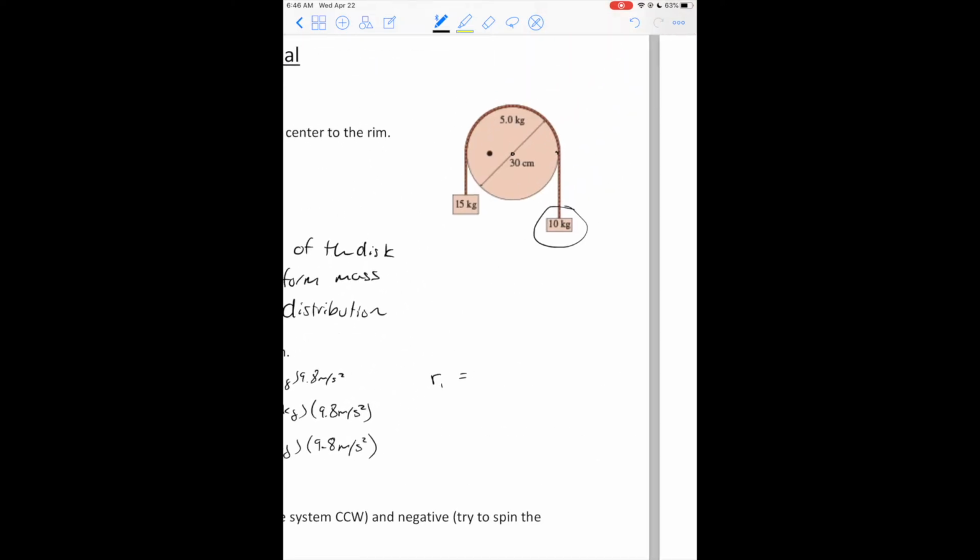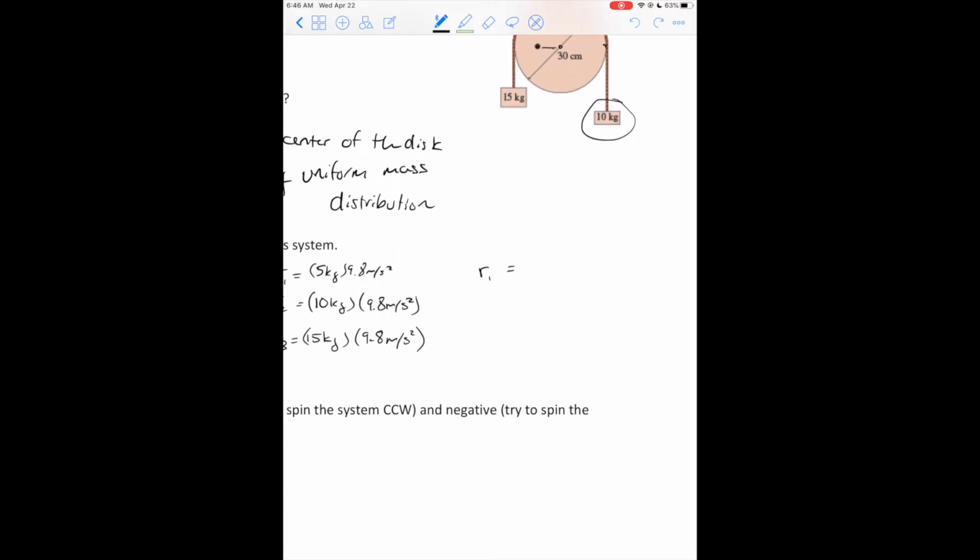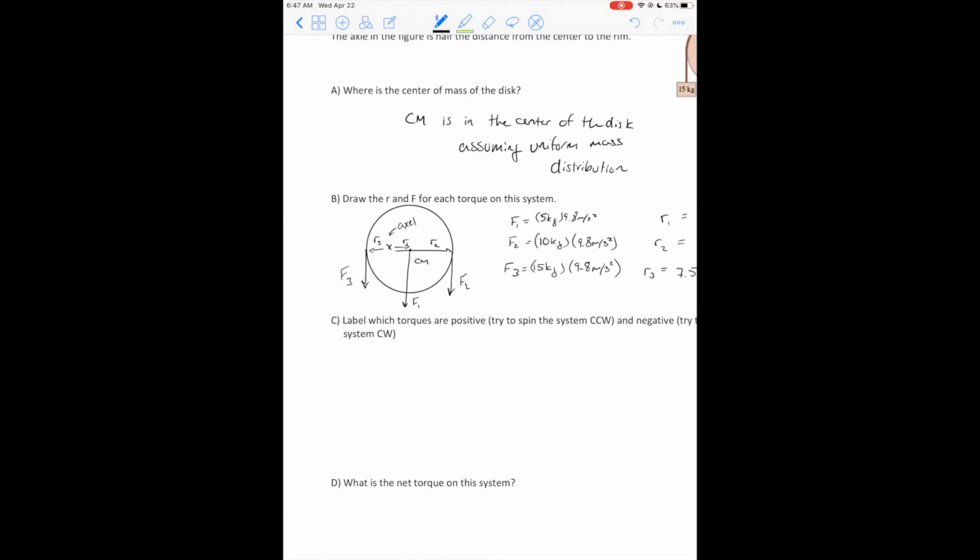R1 is from here to here, right? So we're probably thinking the 7.5 centimeters. R2 would be 30 centimeters minus 7.5, so that's 22.5 centimeters, and R3 would again be 7.5 centimeters. That looks pretty good.